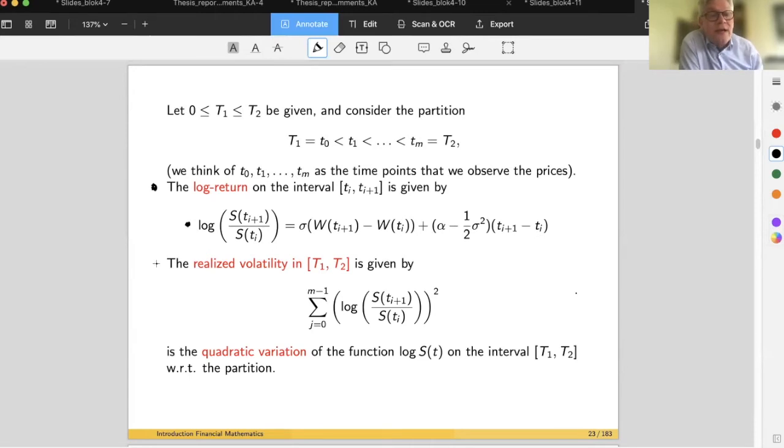And now this realized volatility that we try to estimate, we could try to estimate from a historical path: what is the realized volatility in the time interval, capital T1, capital T2, that we will see can be connected to the quadratic variation. So it can be connected to the sum of j running from 0 to m minus 1 of the log return squared. Yeah, the square log return.